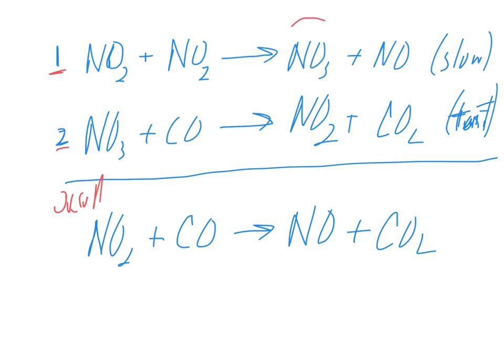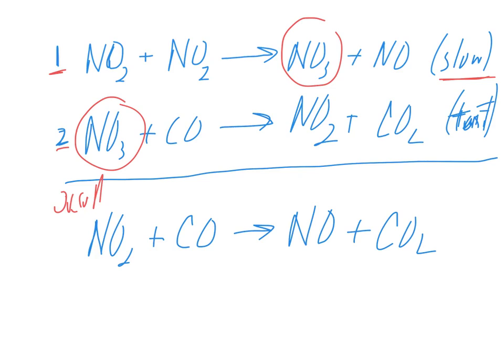Notice that molecules of NO3 have completely disappeared. They're actually called intermediates. They're compounds that are produced from the first reaction and then consumed in the second reaction, so that very mysteriously, they don't really appear in the overall chemical reaction. Now, since the first step is the slowest step of the sequence, this is called the rate determining step.